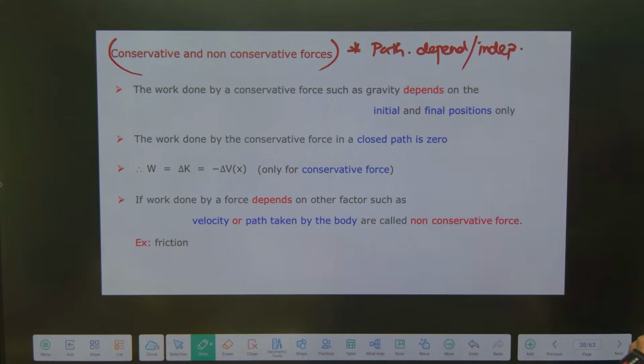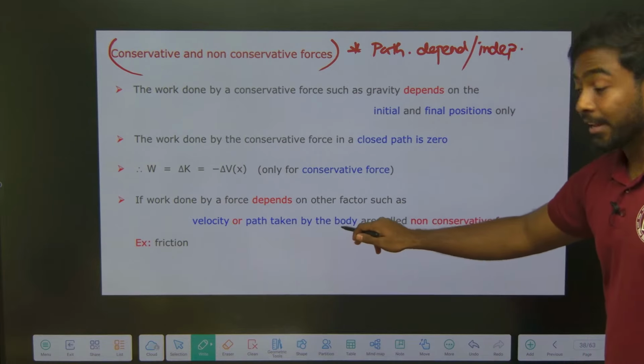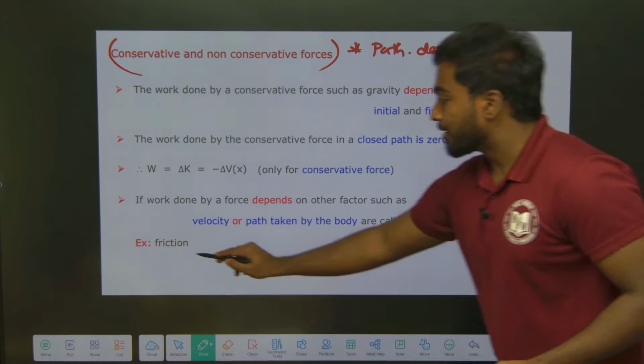If the work done by a force depends on other factors such as velocity or the path taken by the body, it is called a non-conservative force, that is friction.